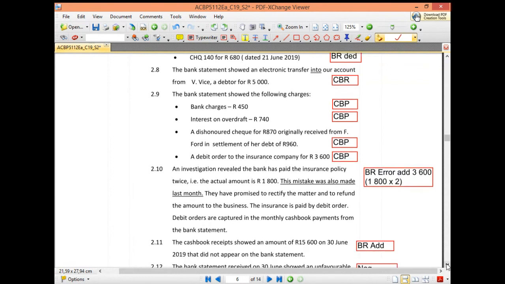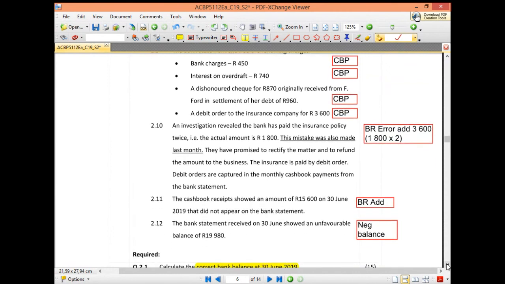And then 2.11 is the cash book receipt showed an amount of 15,600 that does not appear on the bank statement. So that's outstanding deposits, which we add to the bank recon.